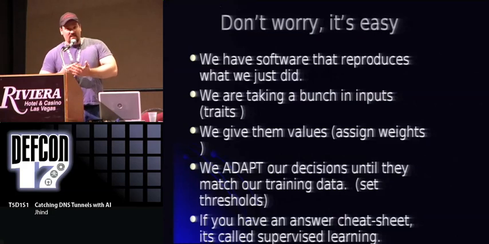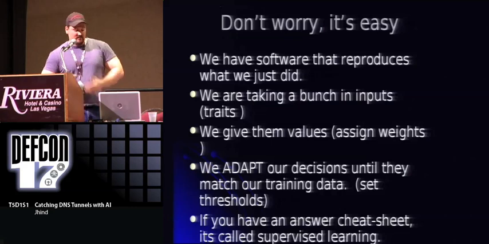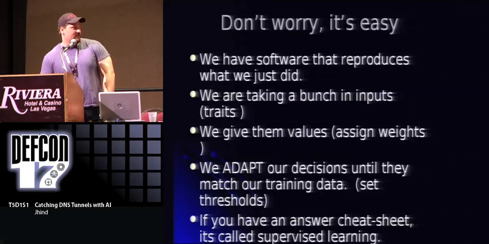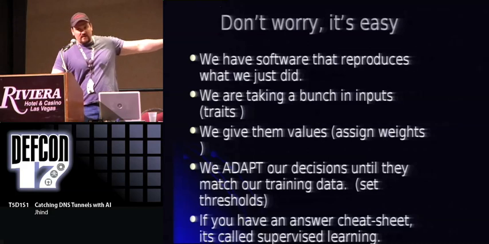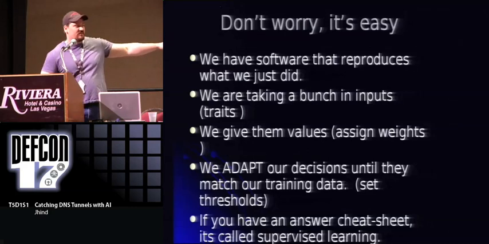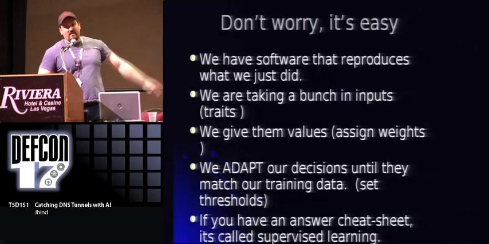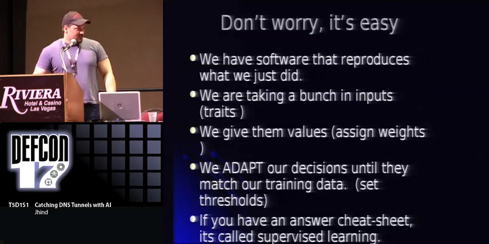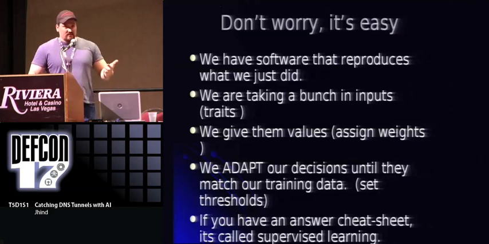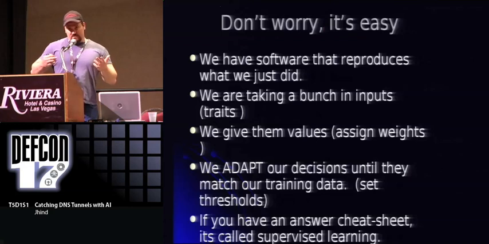So I used FANN, which is Fast Artificial Neural Network. It's fairly popular. It's C. So at that point, all the AI stuff's pretty much done, right? What I'm going to do from that point on is pick my inputs, which are the traits. Remember we talked about traits? We're going to give them some values, right? Weights. Some traits are worth more than others. Then we're going to adapt our decisions until they give us the output that we want, right? So basically what that means is we're going to tell this neural network, learn to do what I want.